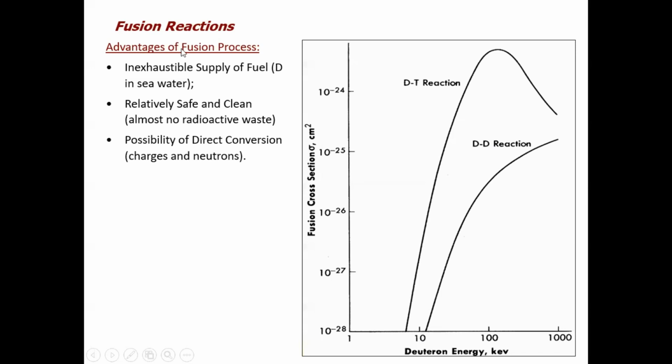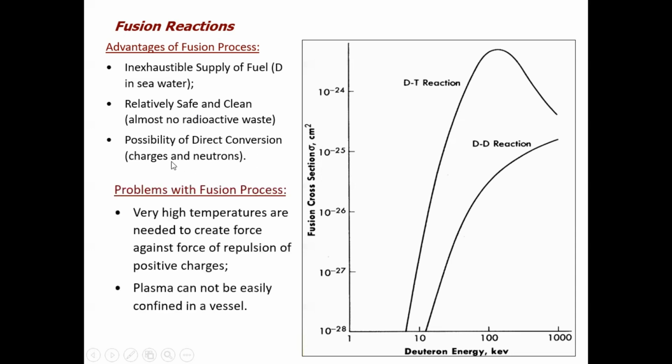Let us look at the advantages of the fusion process. There is a huge supply of fuel, that is, deuterium available in seawater. It is relatively safe and clean, with no radioactive waste. There is a possibility of direct conversion. That is, the charges and the neutrons are there, therefore energy can be directly converted, and so a high efficiency system can be built.